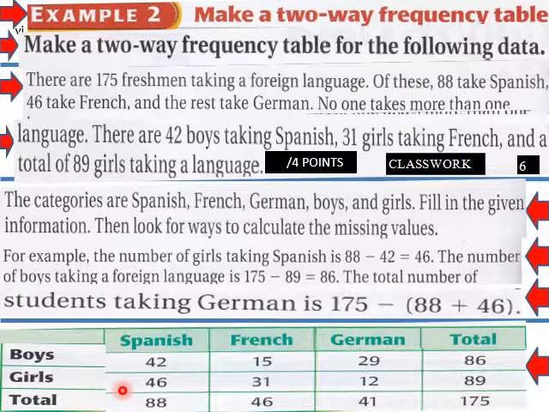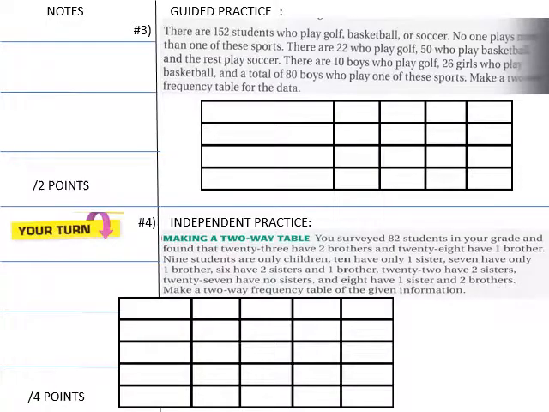The total number of students taking German will be 175. We have a total here, 175, minus 88 plus 46, so we find that out. Or we can just get it here. That equals 41.